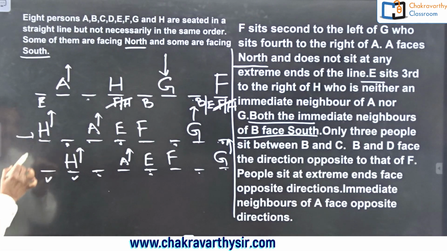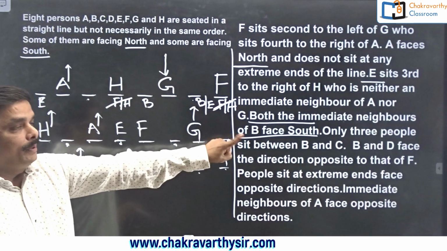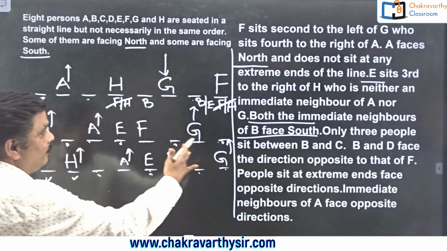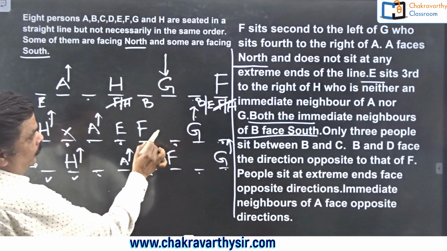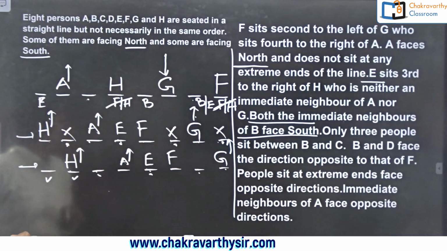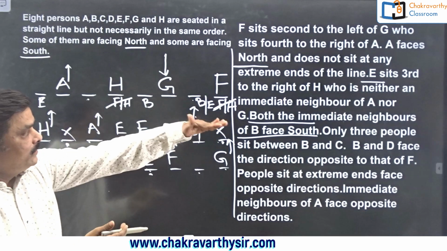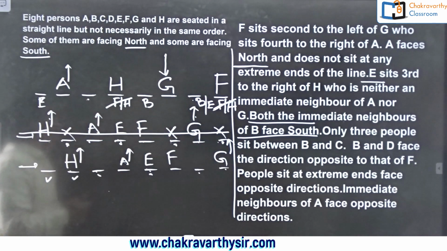Now I am going for this as well as this. Where the story has started, both the immediate neighbors of B face south. Now, immediate neighbors of B face south means, what are the places for B? This is north, no place for B here. Alright, this is north, no place for B. Now you see, I got the first success. With this information, I can eliminate this one. There is no place for B.